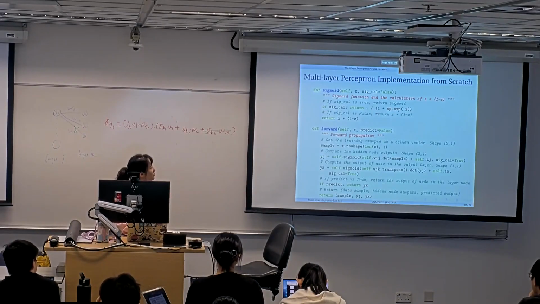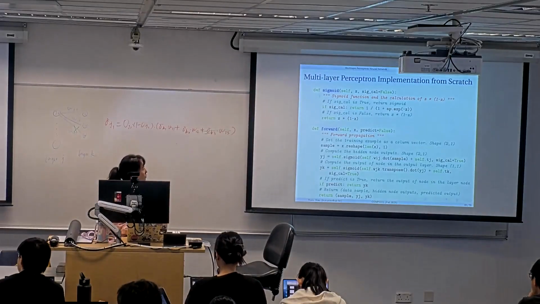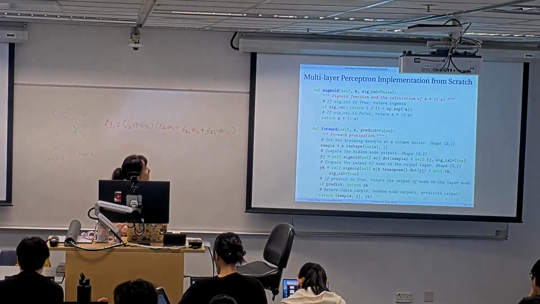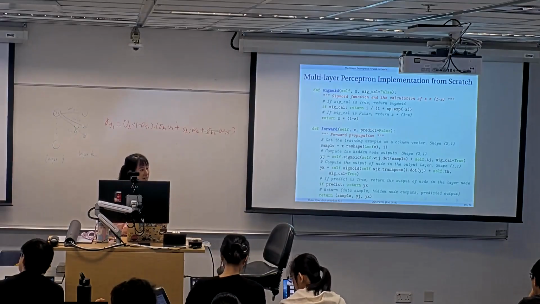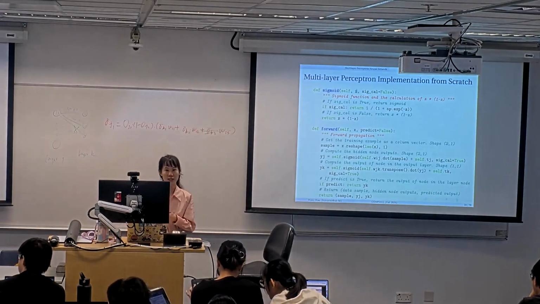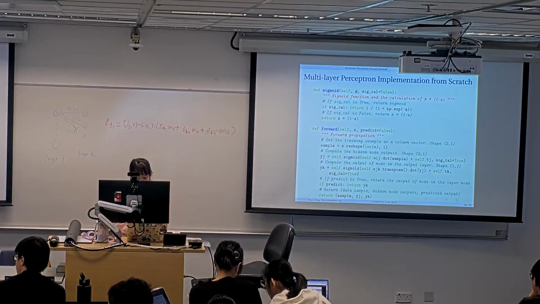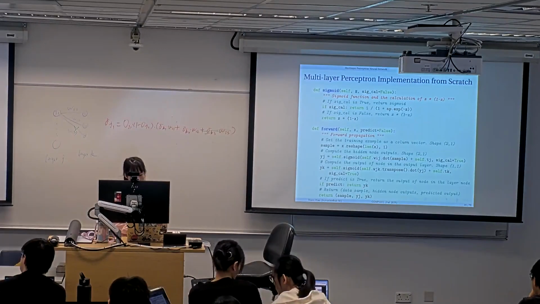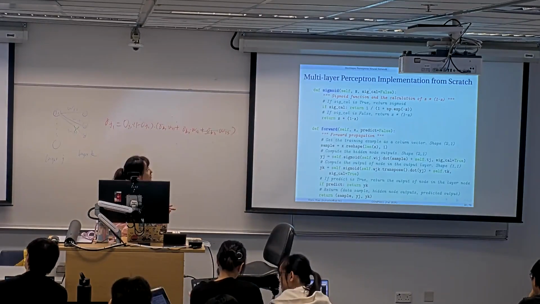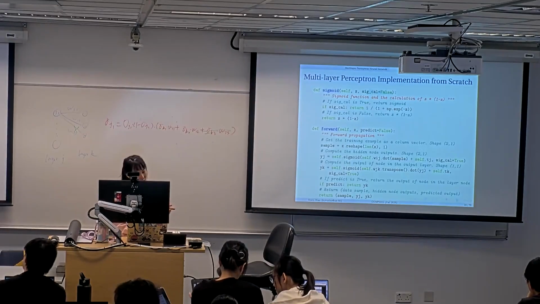Then we define a helper function, the sigmoid. Sigmoid takes input z. This z is the weighted sum we pass to the sigmoid. We want to compute sigma z. And we also have an indicator sigcar.